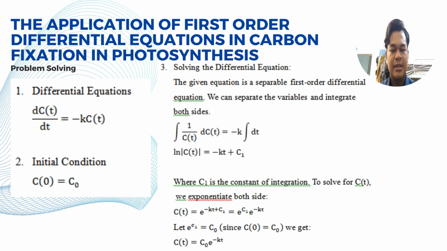At the end of integrating both sides, we get ln C(t) equal to negative kt plus C1, where C1 is the constant of integration. So for C(t), we can exponentiate both sides and let e to the power of C1 be equal to C naught, since C(0) is equal to C naught. So we get C(t) is equal to C naught e to the power of negative kt.